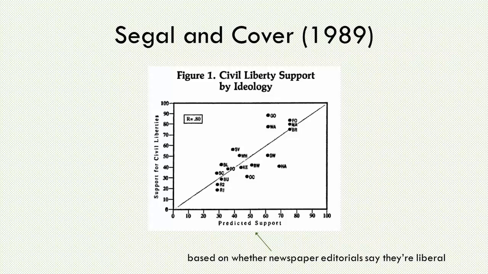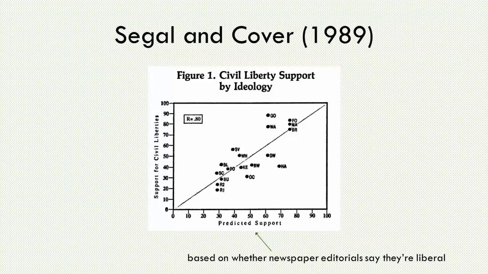It's from a 1989 paper, and on the horizontal axis or x-axis of the graph, what's listed there is basically a measure of Supreme Court justice ideology that's based on whether newspaper editorials say that the justices are liberal or conservative. So basically, if a justice gets a 40 on this scale, it means that 40% of newspaper editorials say this justice is a liberal. So the justices that are listed further to the right are more liberal.